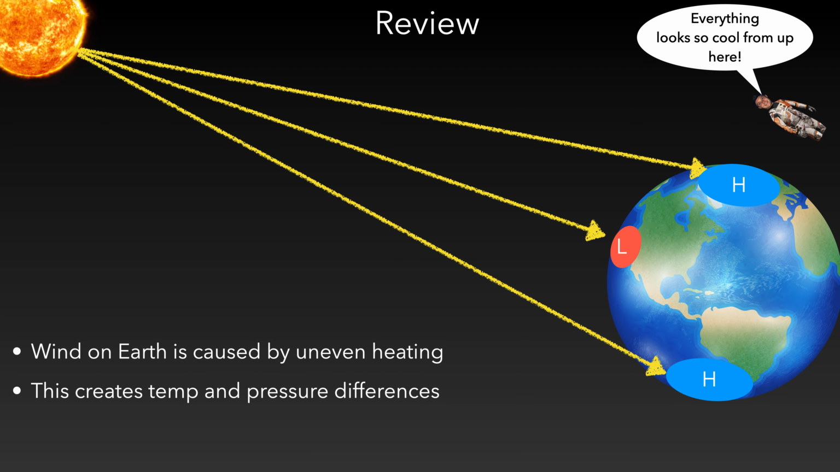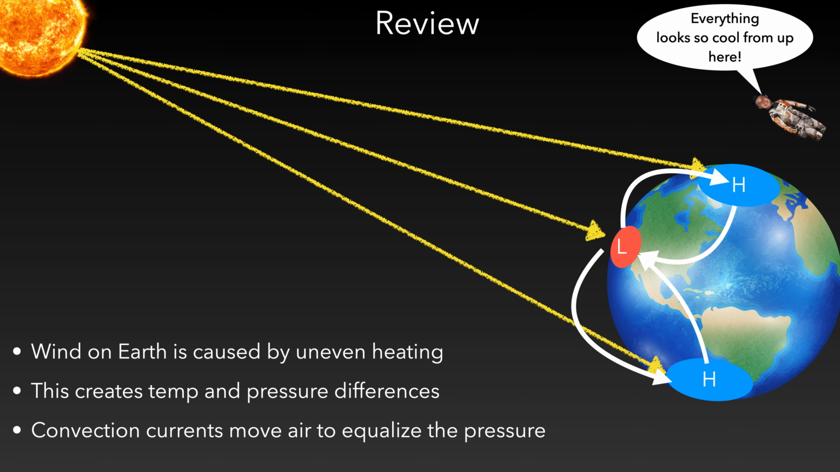When these temperature changes happen, it also creates differences in pressure, and as a result, the air will move in a convection current trying to equalize that pressure, and that movement of air is basically wind. Now, yesterday we discussed how convection currents can cause wind, and today we're going to learn about the patterns of wind across the entire planet and their effects on climate.